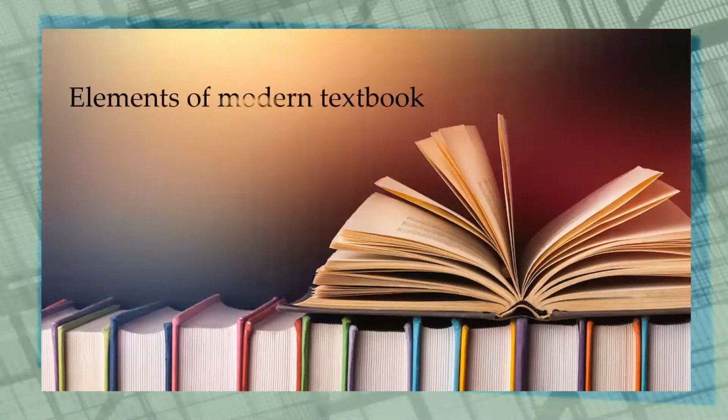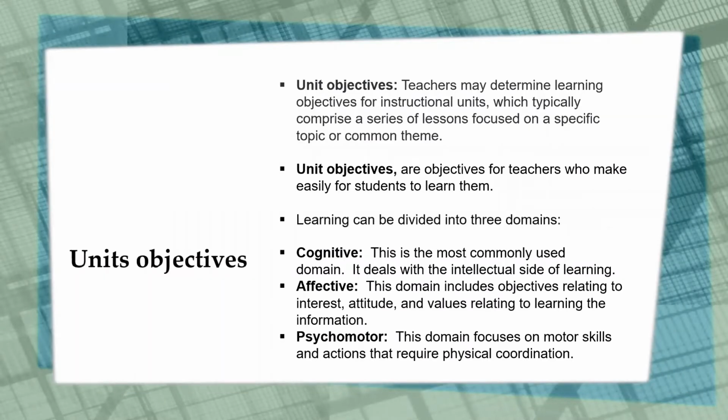So we started elements of a modern textbook. First of all, the unit's objectives. As we know, beta, our lesson planning is incomplete or not sufficient without the objectives. Objectives are the key points of any lesson planning. When you make your lesson plan, you have to achieve your outcomes.